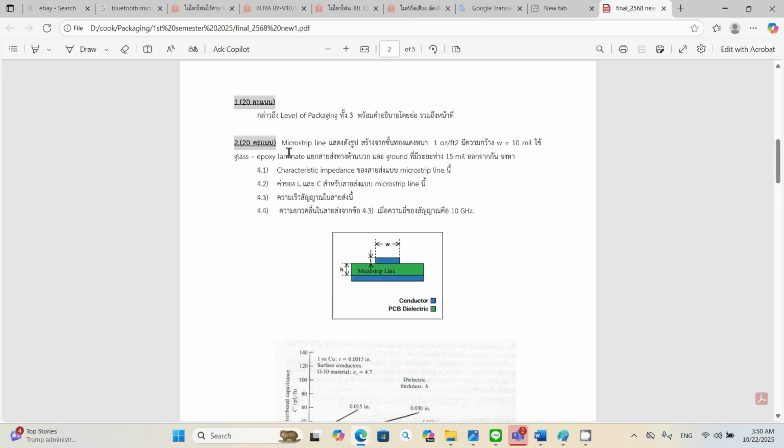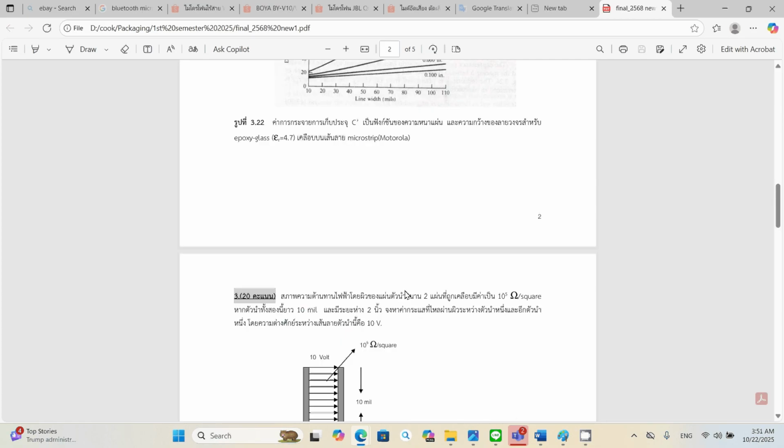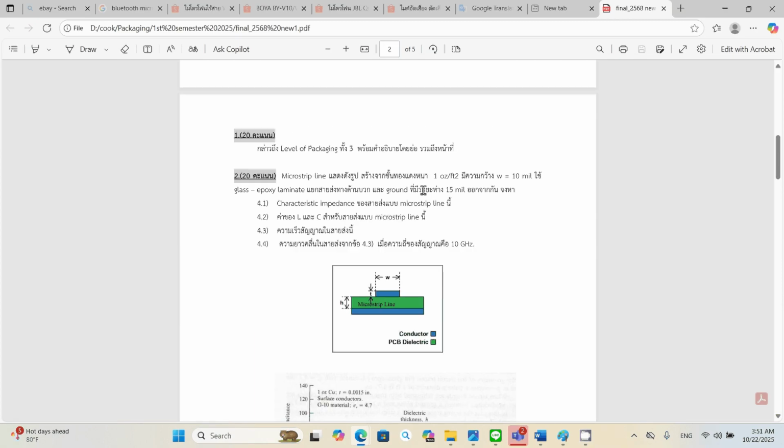Now for problem number 2, you have a microstrip line with the width, the conductor thickness, and the dielectric thickness, that's H. And this one actually is the PCB, and epsilon r is given, for glass epoxy, epsilon r equal to 4.7. It asks you to find the characteristic impedance, or Z0, of the microstrip line.